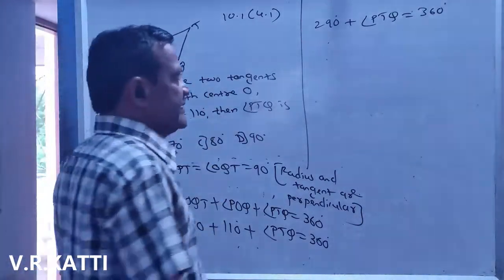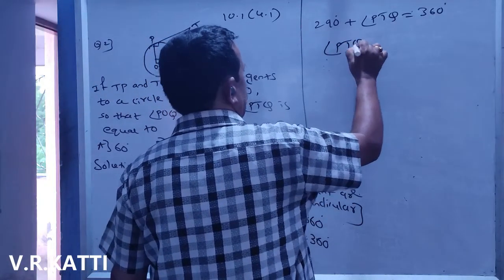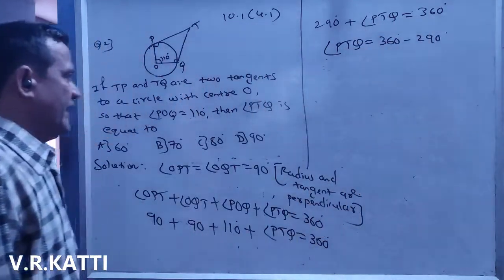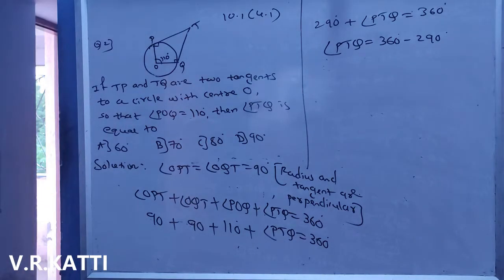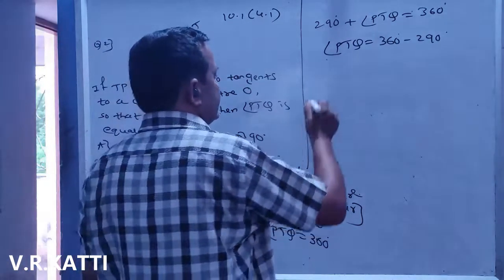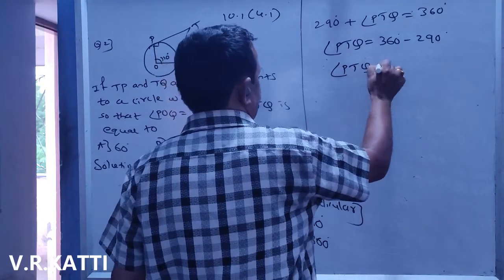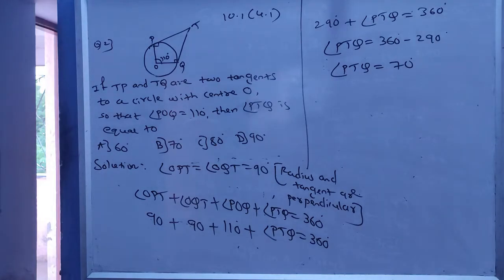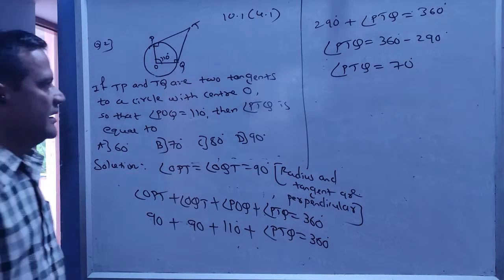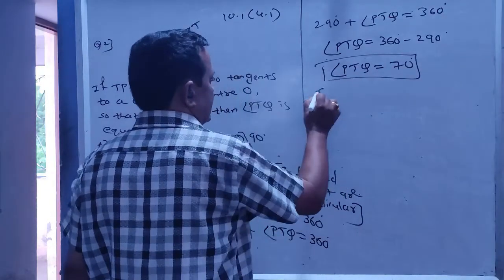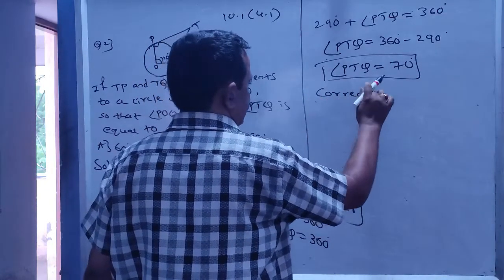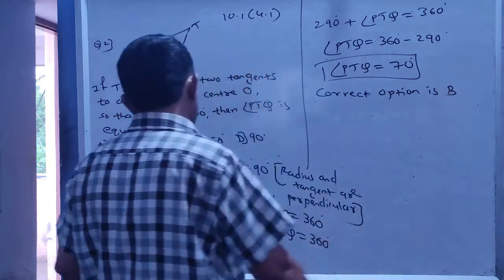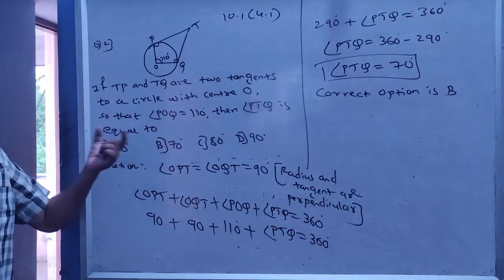So send 290 to that side. PTQ equals 360 minus 290. So subtract 360 minus 290. It is 70 degrees. So here the correct option is B. PTQ is 70. The correct option is B.